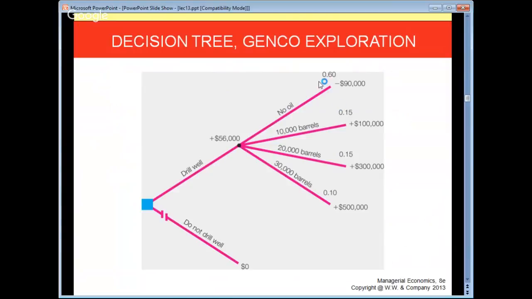Julian's right. 0.6 times negative 90,000 plus 0.15 times 100,000 plus 0.15 times 300,000 plus 0.10 times 500,000. Expected value is always an average, usually a weighted average. Yes.